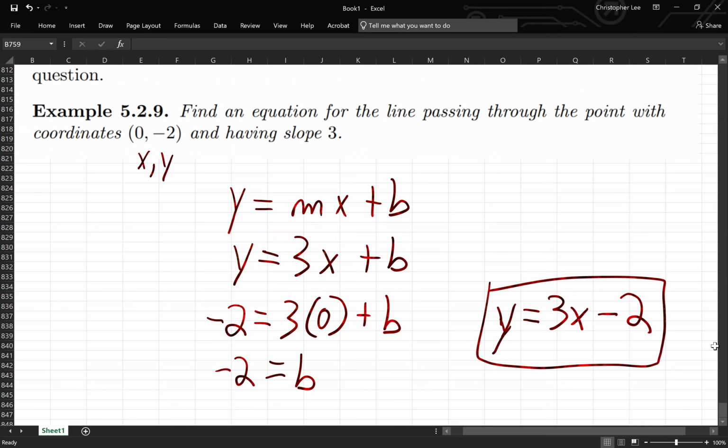Questions on that? So you start off with the equation of a line, y equals mx plus b. You plug in what they gave you. They gave you a slope, you plug that in. And they're going to give you another point. Plug that point in, boom, boom, boom. You solve for the b term. And that's it. All right?